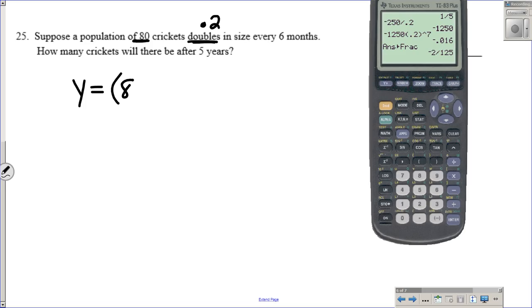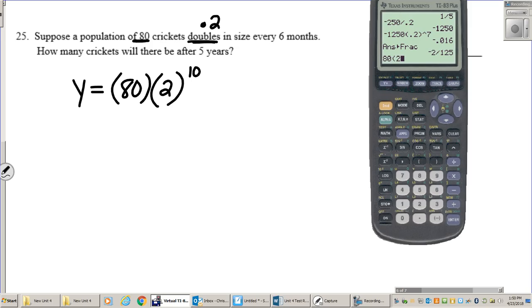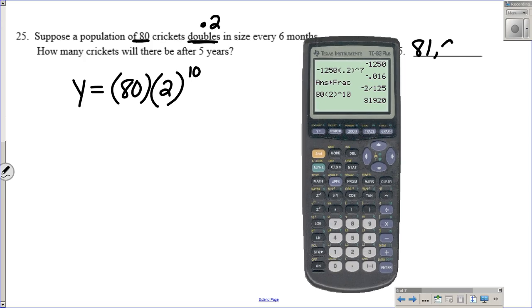Our starting population is 80 crickets. We're going to multiply this times 2. We need to be careful, though, for our exponent. It says they double in size every 6 months, and we're doing this for 5 years. So understand there would be 2 6-month increments in a year, so we have to multiply the 5 years times 2, so this will be raised to the 10th power. So we are going to calculate 80 times 2 raised to the 10th power, and this comes out to, wow, 81,920 crickets.